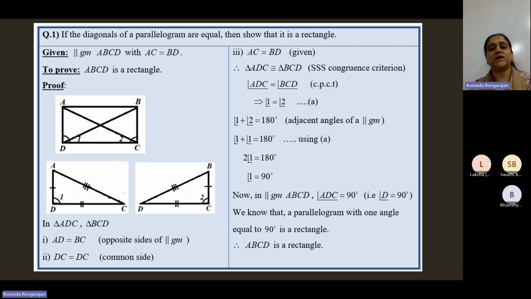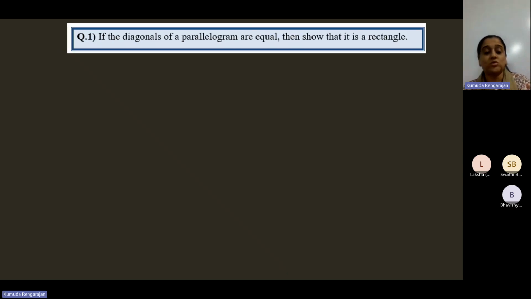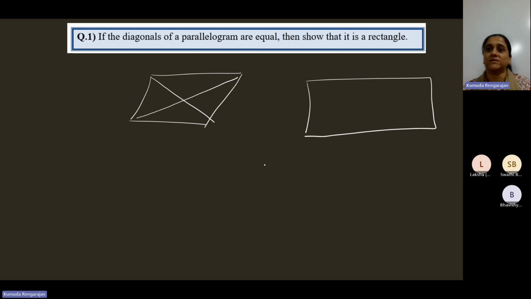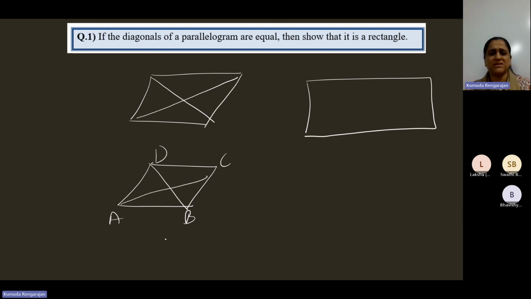Before that, I should tell you one more thing. The diagram you draw should suit the final result. Here it's given that in the parallelogram, when the diagonals are equal, prove it's a rectangle. So you should not draw the diagram like this. You must draw the diagram like a rectangle, because you cannot draw this and finally say that therefore ABCD is a rectangle. ABCD does not look like a rectangle. The figure should always match the result.